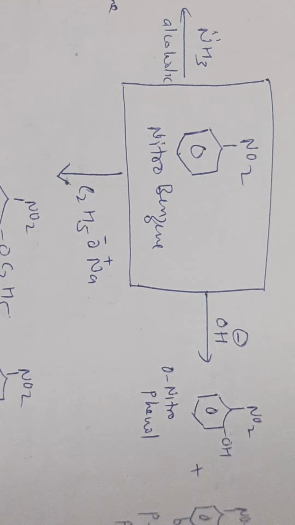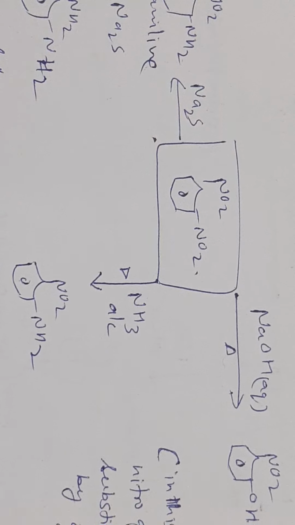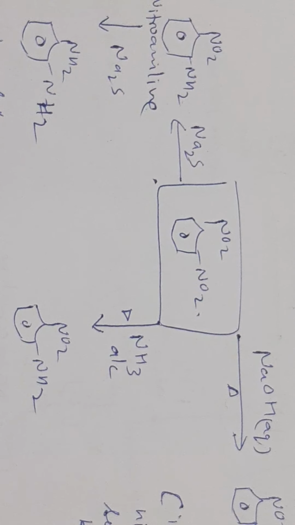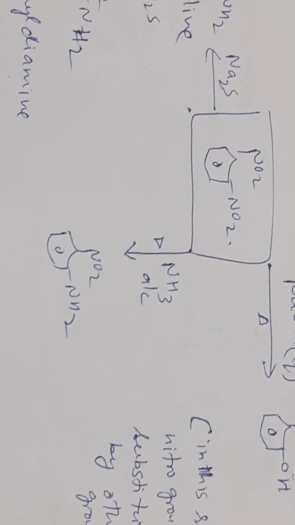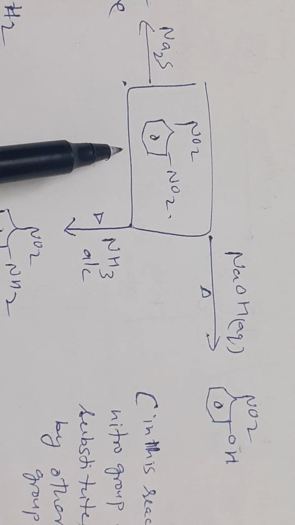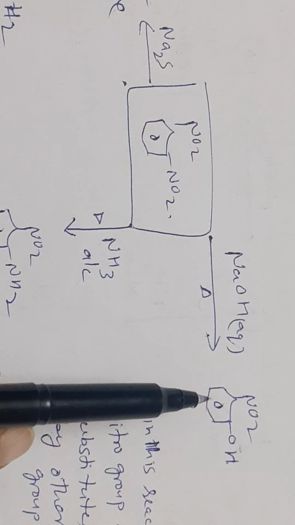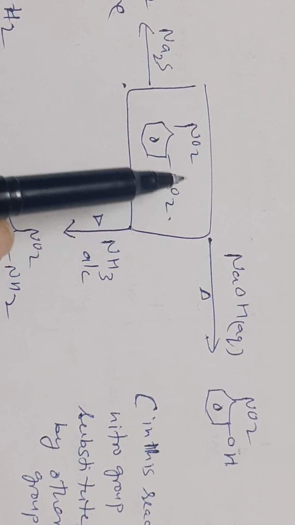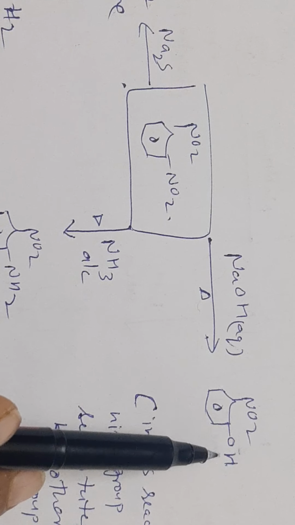The ortho-dinitrobenzene reacts with the nucleophile and we get the products in which the nitro group is substituted. The ortho-dinitrobenzene reacts with NaOH and we get the ortho-nitrophenol. In this, one NO2 group is substituted by the nucleophile, that is OH minus.